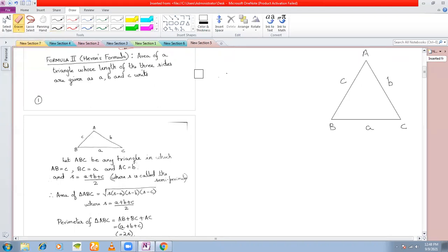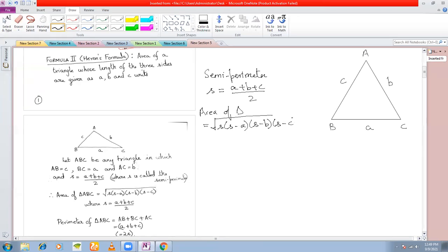Then area of this triangle. Okay, before applying Heron's formula, you first find out something called the semi-perimeter of the triangle. This is denoted by S. Semi-perimeter is the sum of the lengths of the sides divided by 2. And area of this triangle, the Heron's formula, is root over of S into S minus A, S minus B, S minus C. This is what is called Heron's formula. Let us see one application of this formula.